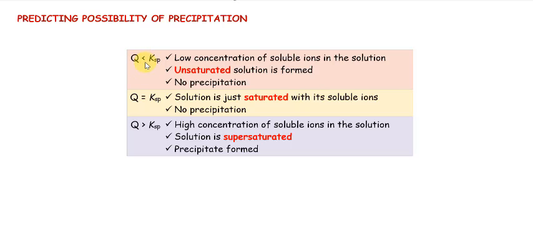So, if the value of Q is smaller than KSP, it means that the soluble ions have low concentration in the solution, so an unsaturated solution will form, so no precipitation occurs. But if Q is equal to KSP, the solution is saturated with its soluble ions, so no precipitation occurs. But if the value of Q is bigger than KSP, it means that there is a higher concentration of soluble ions in the solution. So the solution is called supersaturated and the precipitate will form.